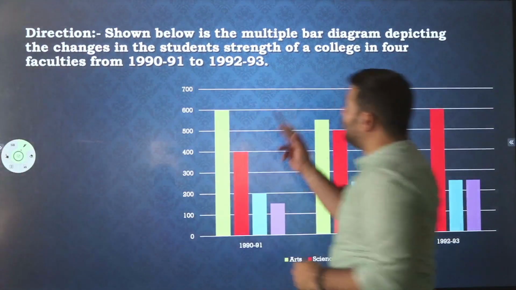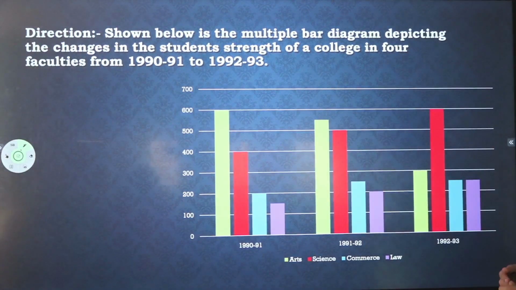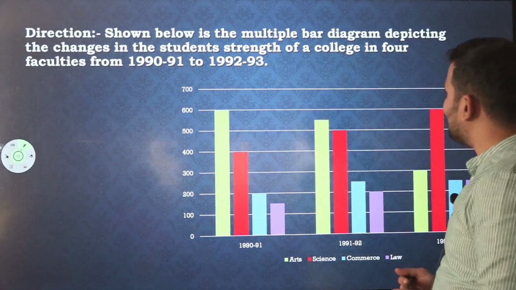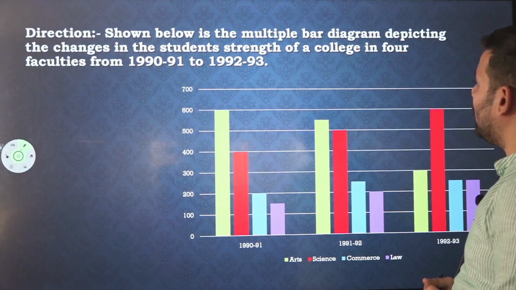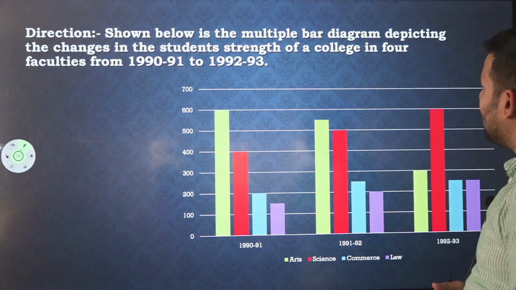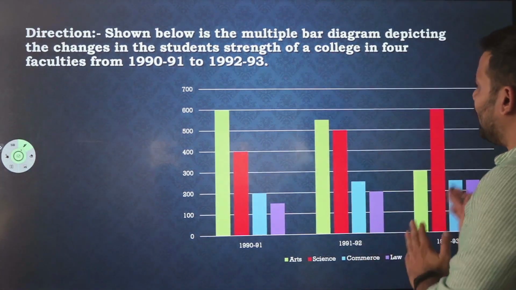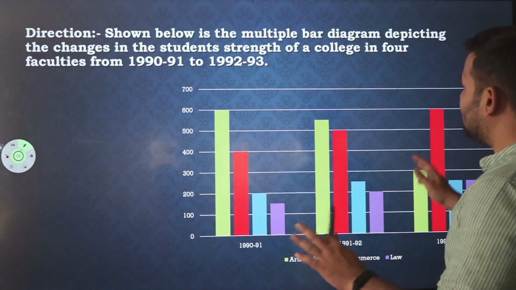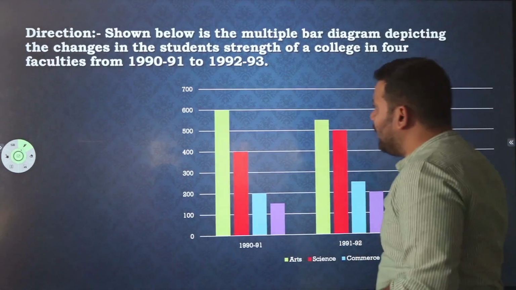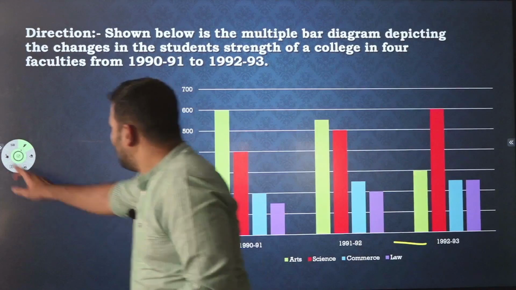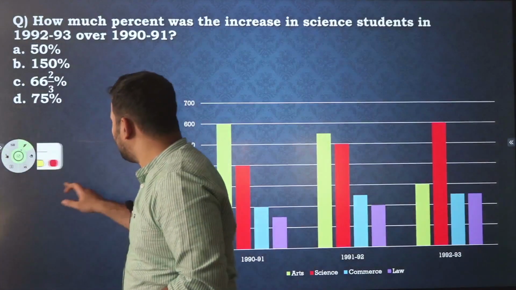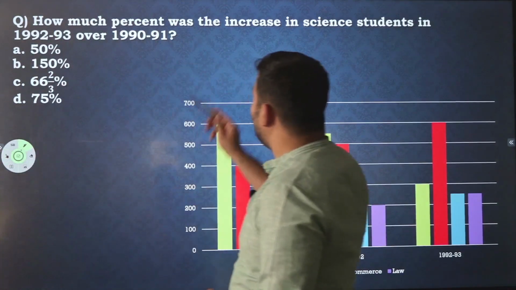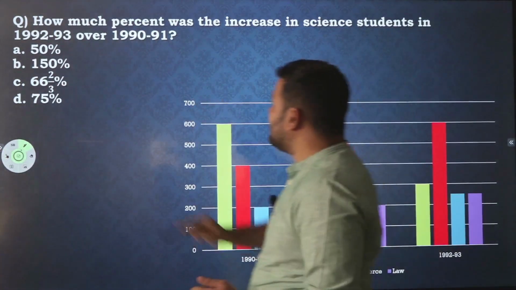Here, shown below is the multiple bar diagram depicting the changes in the student strength of a college in 4 faculties from 1991 to 1992-93. So this is a bar diagram in which they have shown the number of students. Okay, so let us actually get to the question. Now the question here is, how much percentage? So they're asking percentage here.